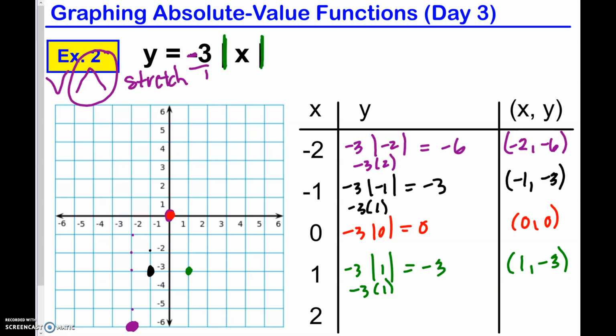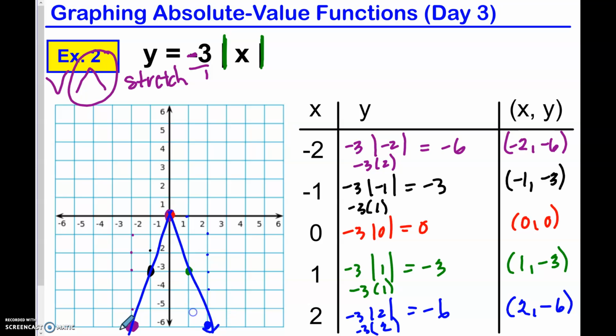So now what happens here when we put in a 2? The absolute value of 2 is 2. So -3 times 2 is -6. So we have the ordered pair 2, -6. So 1, 2, 1, 2, 3, 4, 5, 6. And we end up with a V, just like we thought we were going to.